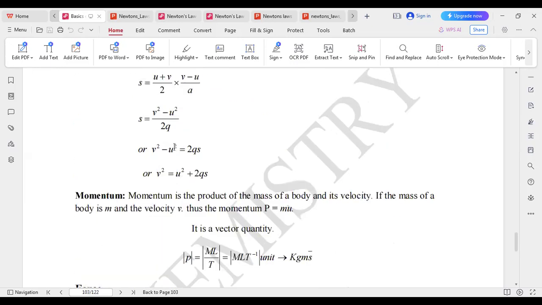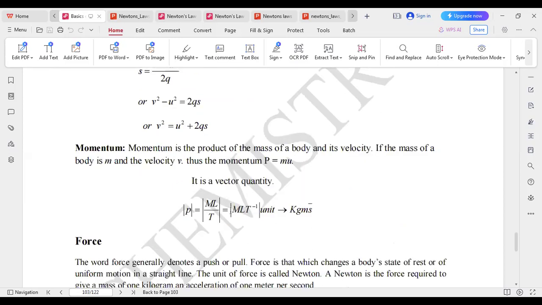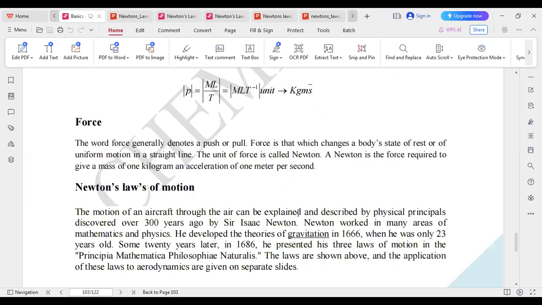So what is momentum? Momentum is the product of the mass of a body and its velocity. If the mass of a body is m and the velocity is v, then the momentum can be expressed as p equals mv. It's a vector quantity, and this is the dimension of momentum, and this is the unit: kg meter per second. Now, what will be the force?